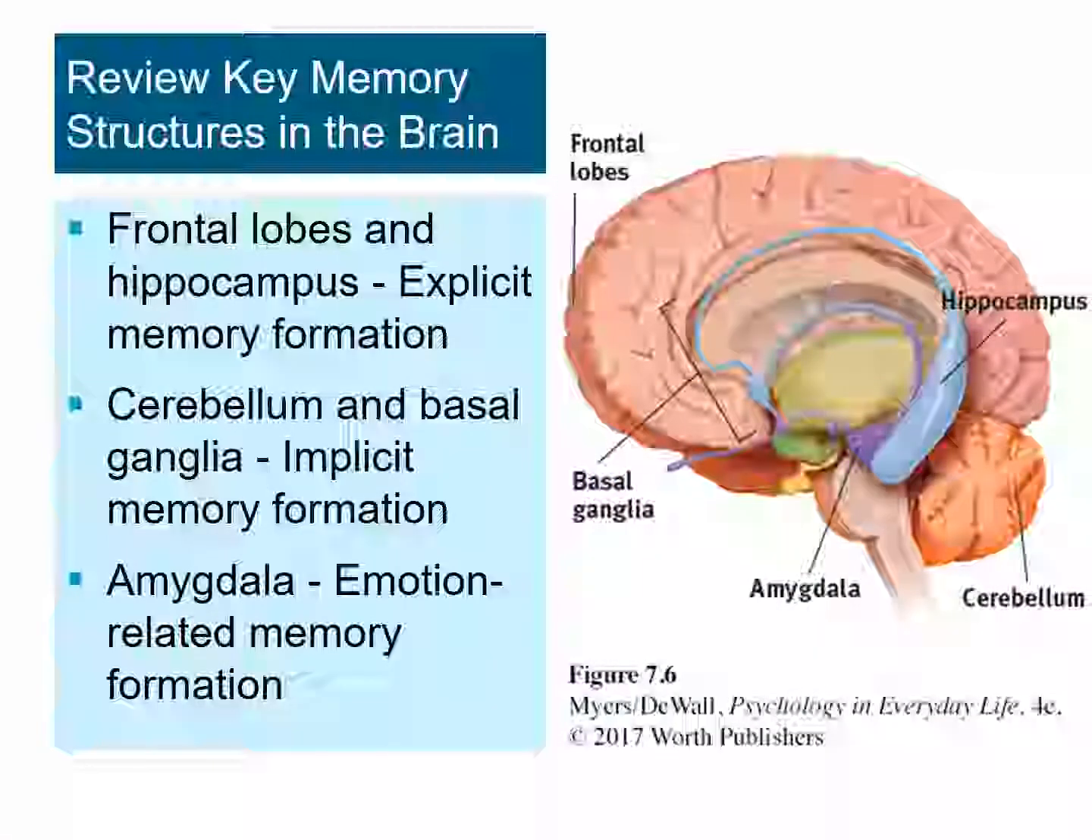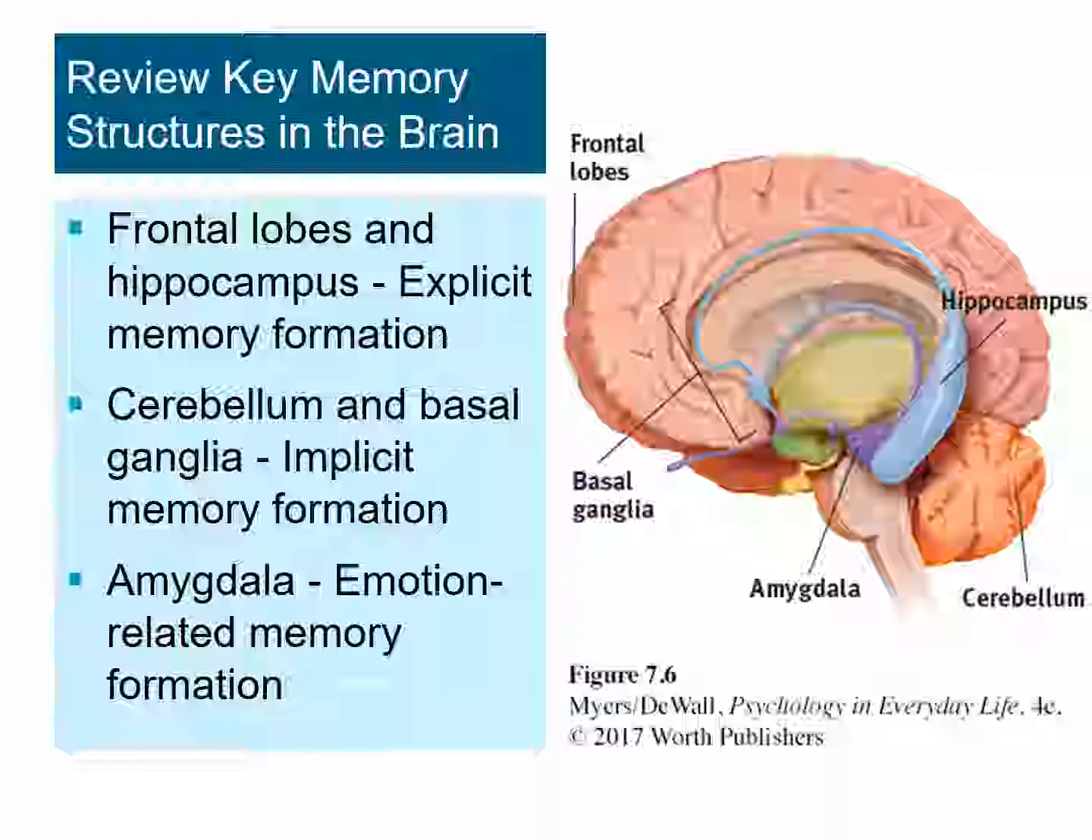So just to review key memory structures in your brain, the frontal lobes and the hippocampus are involved in explicit memory information. The frontal lobes are on the front part of your brain. It's the left in this picture. And if you put your hand on your forehead, on the other side of your skull is your frontal lobe. Remember, explicit memories involve the retention of facts and personal events that you can consciously retrieve, also called declarative memory.